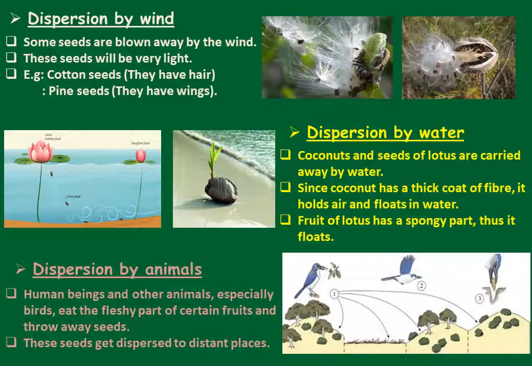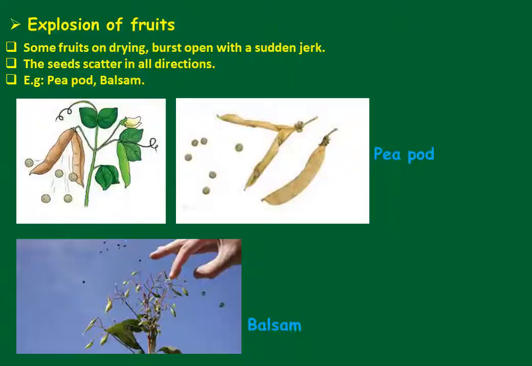So this small seed can grow very far away from the mother plant or mother tree. So it will get good space, good nutrients, and good sunlight, everything. That's how dispersion by animals happens.